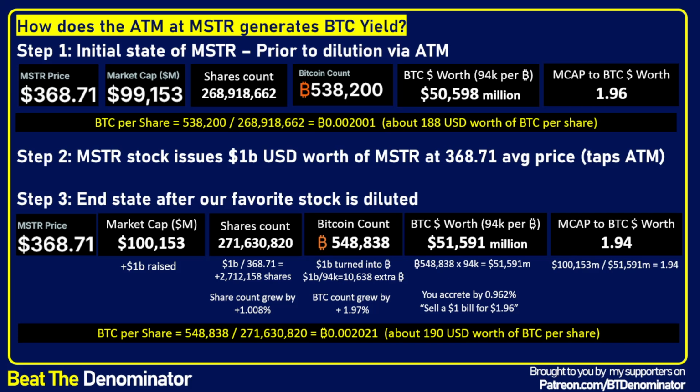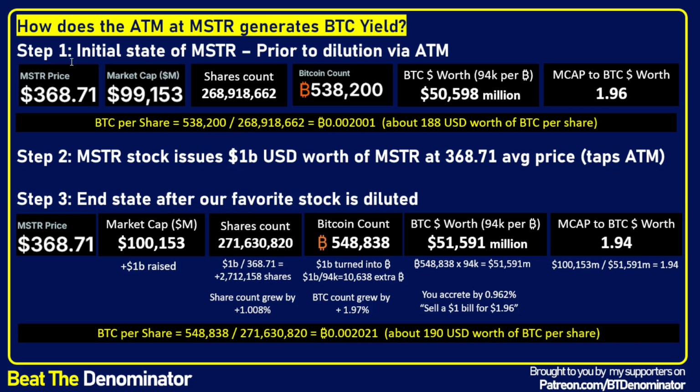Hello everybody. In this video, I am breaking rule number 1 of YouTube, and I am doing public math. The question is, how does the ATM for MSTR work? How does the ATM generate a yield? How is dilution good for us?